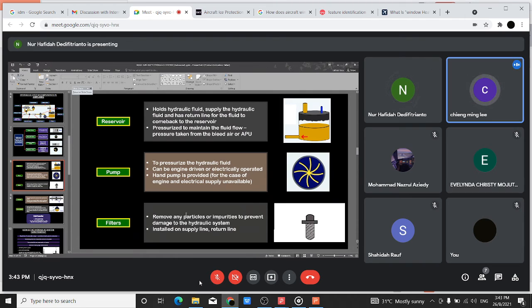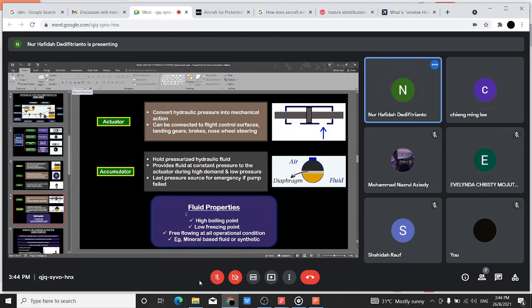Okay, Shahida. And also hydraulic fluid is very hot when pressurized. So it must sustain a very high flash point, so you won't catch fire.